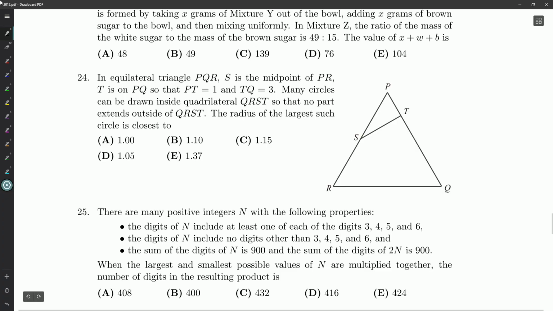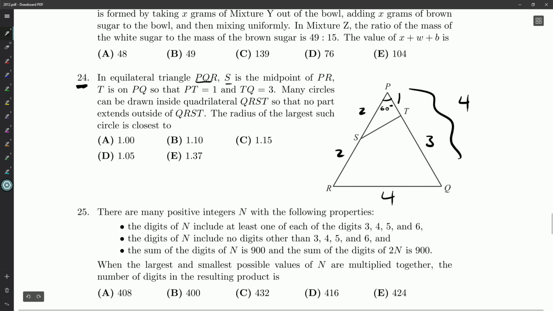We're on question number 24, our second last question on our 2012 Fermat paper. In equilateral triangle PQR, S is the midpoint of PR, and T lies on PQ so that PT is 1, TQ is 3. So overall, the side is 4, 4 down here, and if S is the midpoint, we get 2 and a 2, and well, it's an equilateral triangle, so I get a 60 degree here. I think we got a 30, 60, 90 triangle with P, S, and T. Okay, anyway, that's just initial thoughts here.